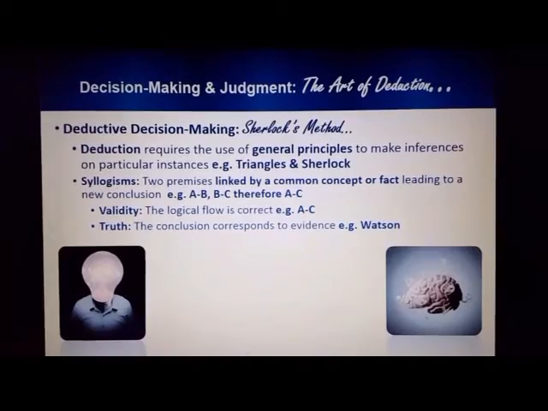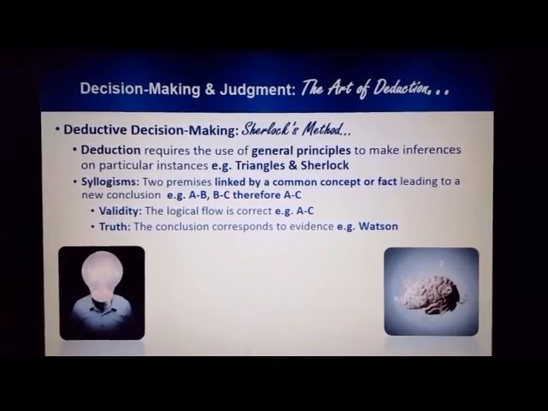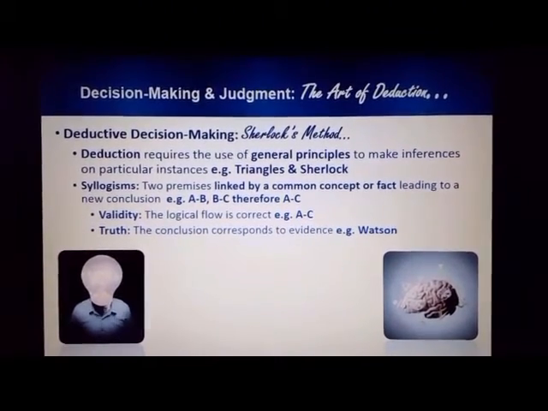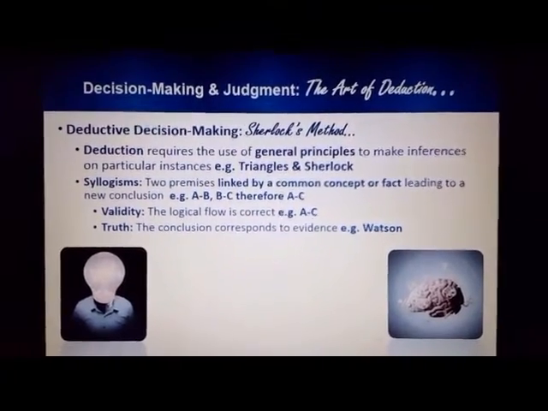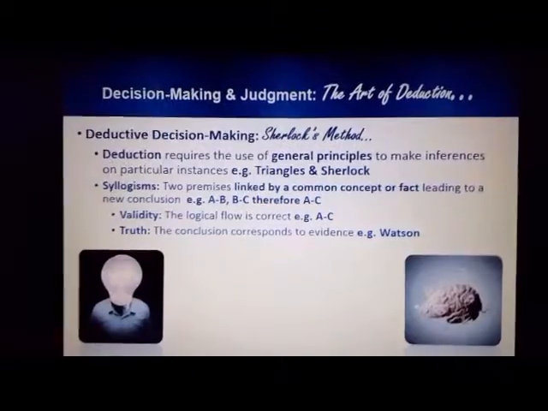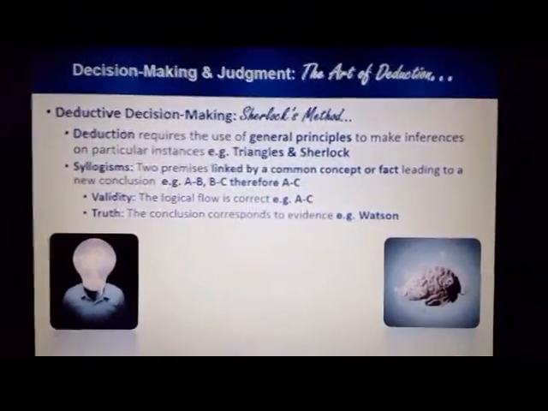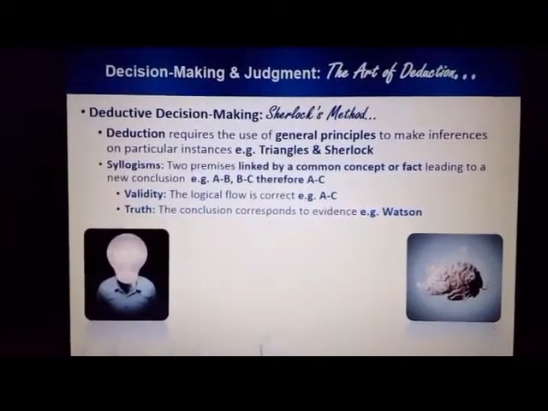But the point behind it is that truth matters just as much as logic. When it comes to deduction, we need evidence to corroborate it. That's precisely what Watson does. He serves as a gauge to tell Sherlock whether, in fact, he is correct or not.